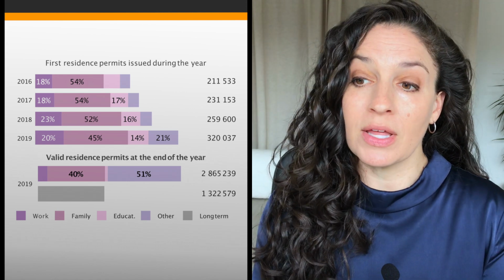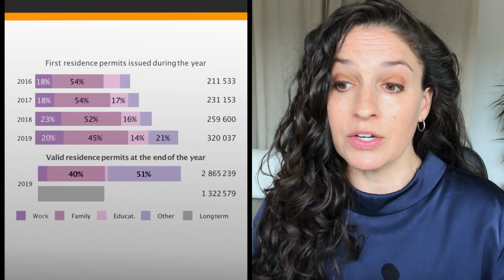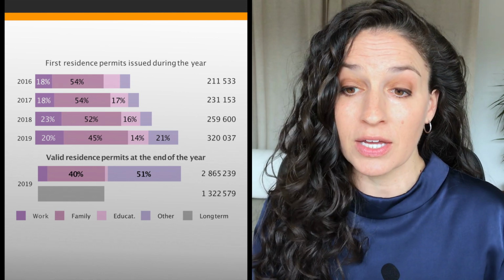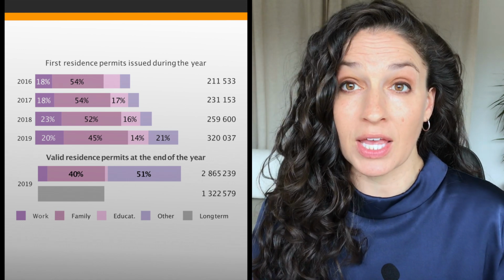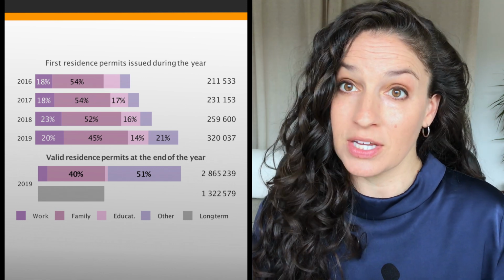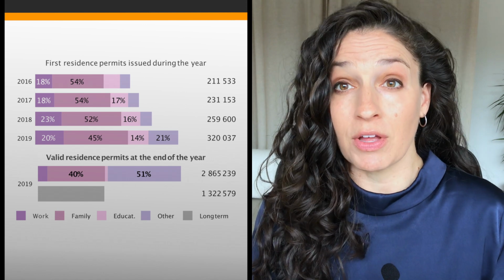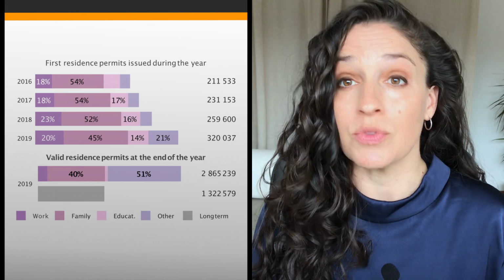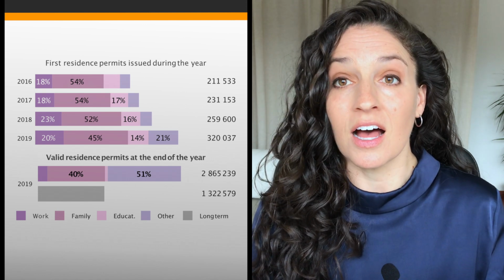If we look, though, at valid residence permits at the end of the year, so in total over all of the different categories, again, the family category still stands out very heavily, but also we have 51% of people holding a valid residence permit for other reasons. So this could also be reasons like refugee status, for example.